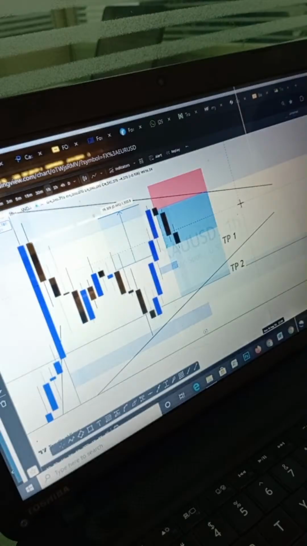And I've always said it, any setup that is missed, don't force yourself into it. When you force yourself, you'll be over trading. And when you're over trading, you tend to lose a whole lot.